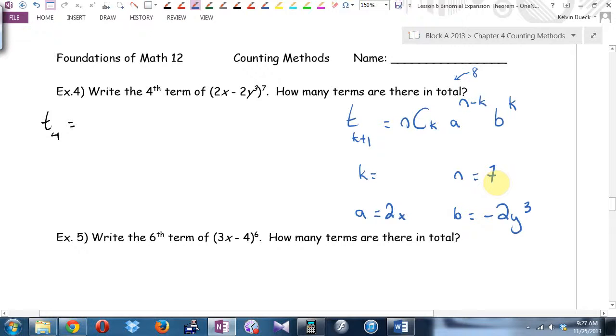What did you say k was? K is 3, not 4, 3. For the 4th term, k is 3. This is the tweak we have to do because we start counting at 0. Is that all right? Okay. Start plugging and chugging.